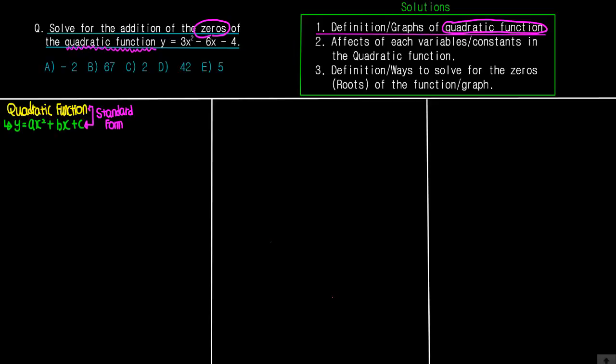And as we can see, if you convert the quadratic function into a graph on our coordinate plane, it will be a specific parabola that satisfies its own equation. So this is the first thing, and the second thing that we need to know in order to approach this question is related to the first one. The second one is the effects of each variable or constant in the quadratic function.